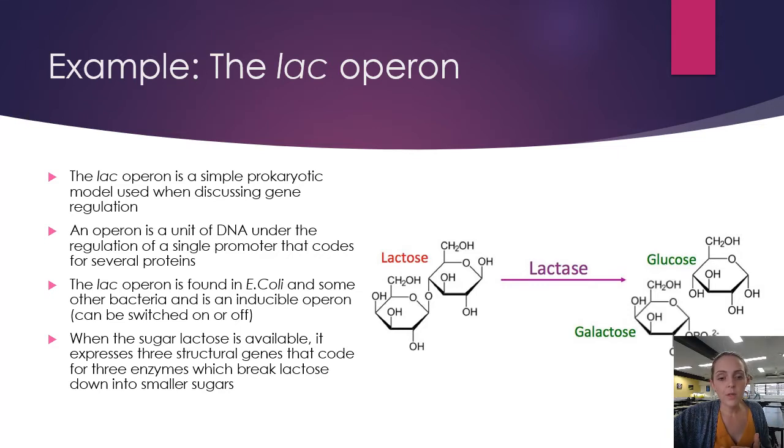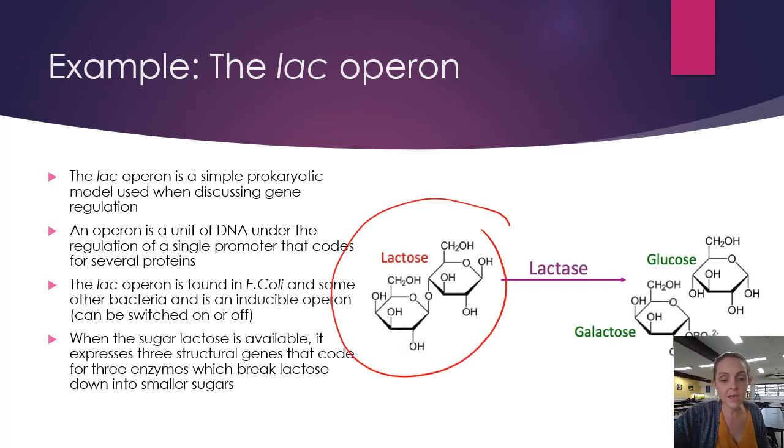Now, this operon works by the presence of lactose, which is a sugar that is used by E. coli. And when lactose is present, it's going to allow that operon to be active, and it's going to express 3 different structural genes. And those structural genes code for 3 enzymes, which are there to break the lactose down into smaller sugars. So, for example, if this lactose sugar is present in the E. coli, that means that this lac operon is going to be active and switched on, and it's going to allow the lactose to be broken down into glucose and galactose, which are smaller sugars.